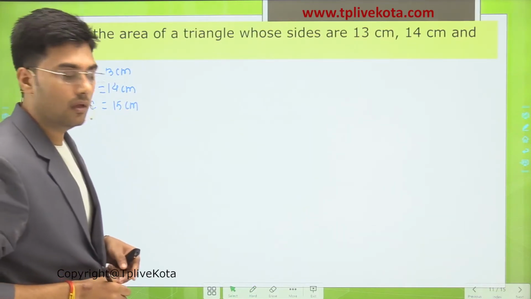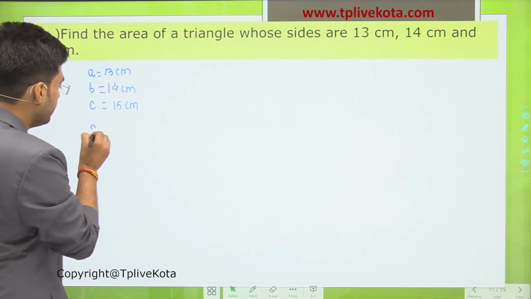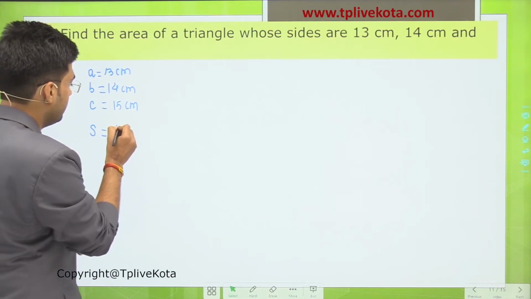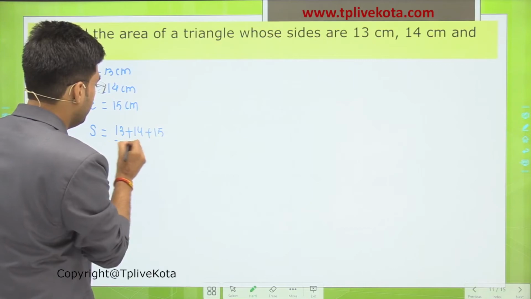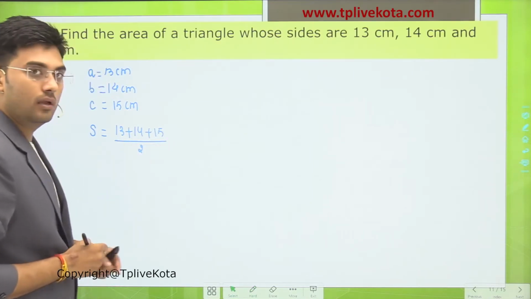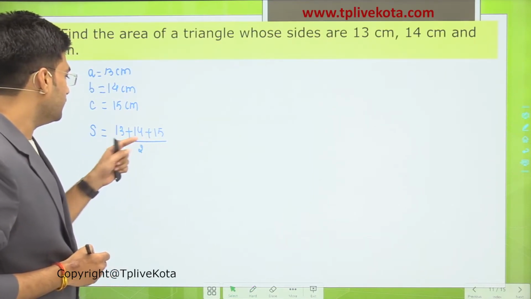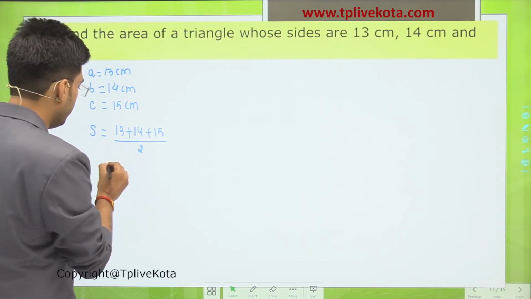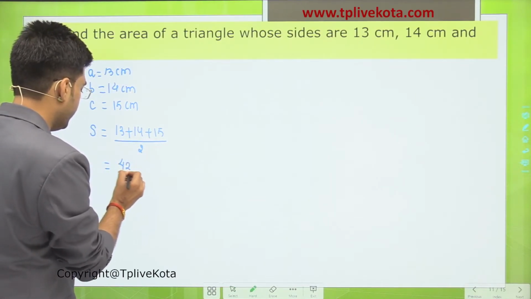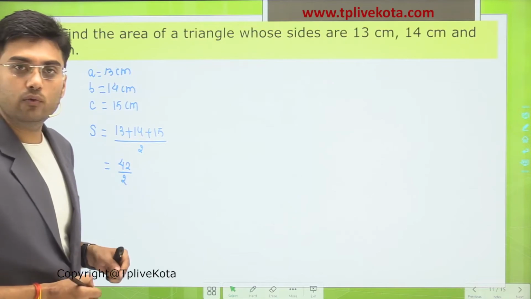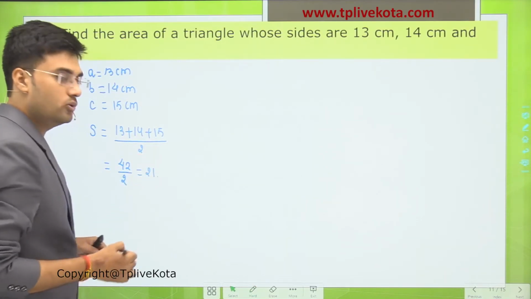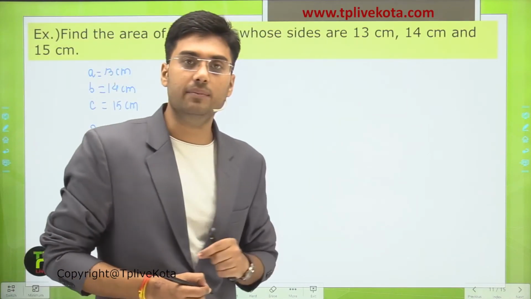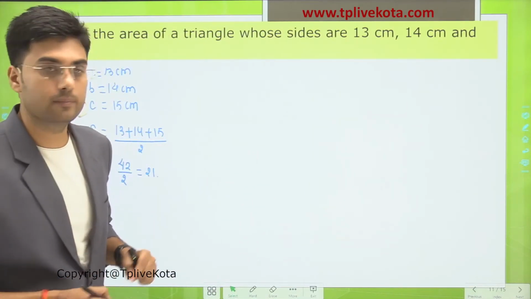Clear? So first of all let's find the semi perimeter, that is (13 + 14 + 15) divided by 2. 13 plus 14 plus 15 is equal to 42, divided by 2. 42 divided by 2 is equal to 21. So we get the value of the semi perimeter as 21.